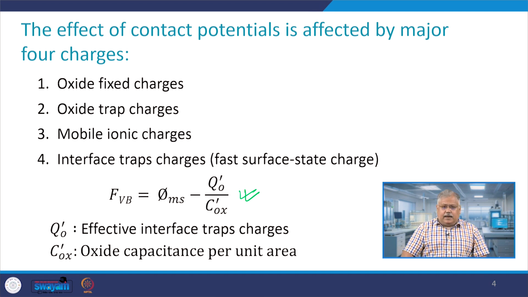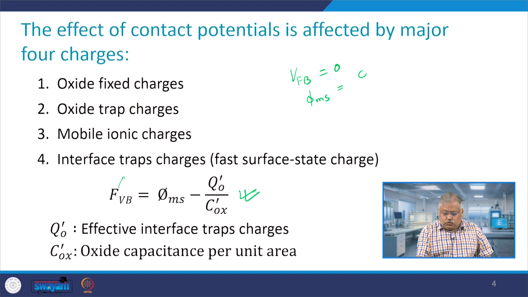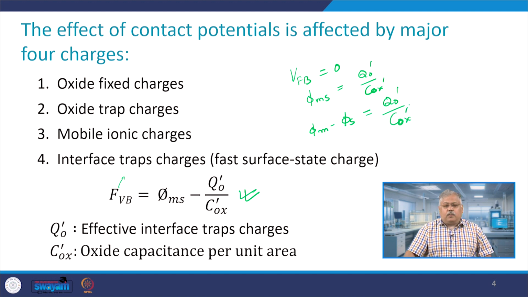Now let us see at what point the flat band voltage, VFB, will be 0: when phi ms equals Q0 prime by Cox prime. What is phi ms? This is phi m minus phi s, the contact potential difference between metal and semiconductor, which will be equal to Q0 prime by Cox prime. What is the effective interface trap charge?